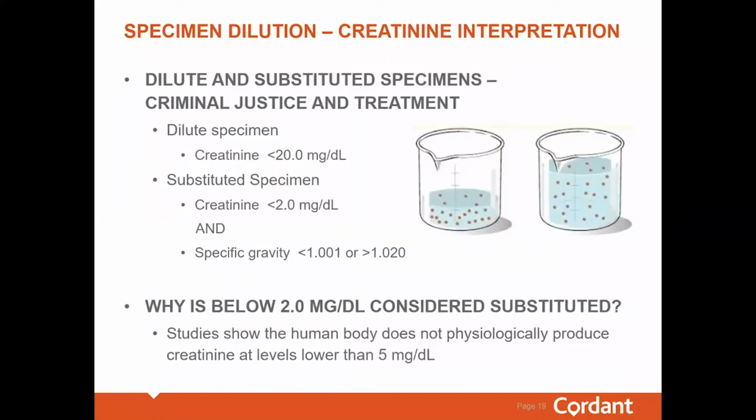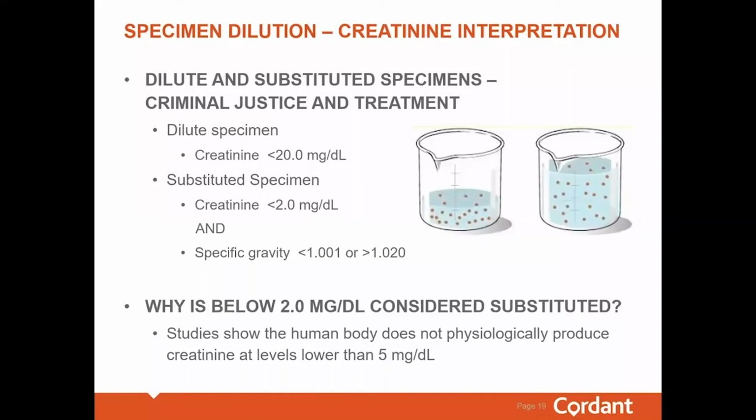I like this graphic because I think it represents a dilution effect well visually. You can see both specimens have the same amount of drug in them, but the one on the right is more diluted. If I was to take a portion of this sample on the right, it would have less drug in it than the one on the left, therefore potentially getting a negative sample below the cutoff.